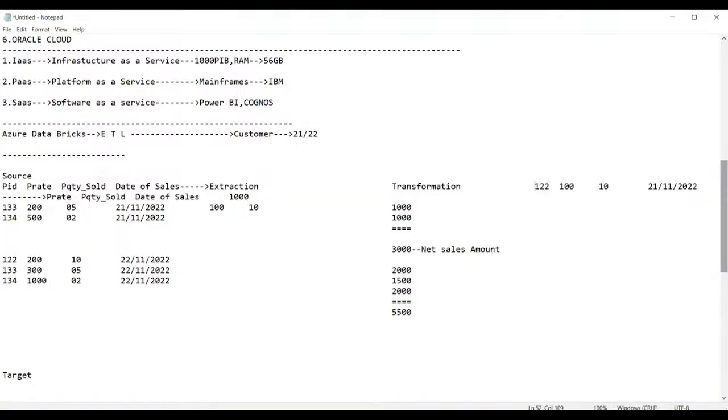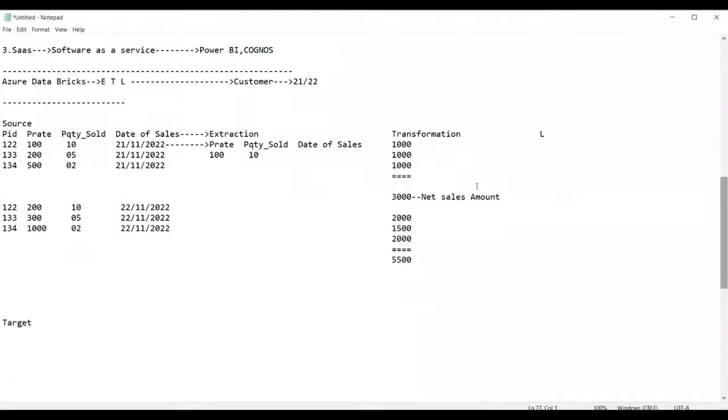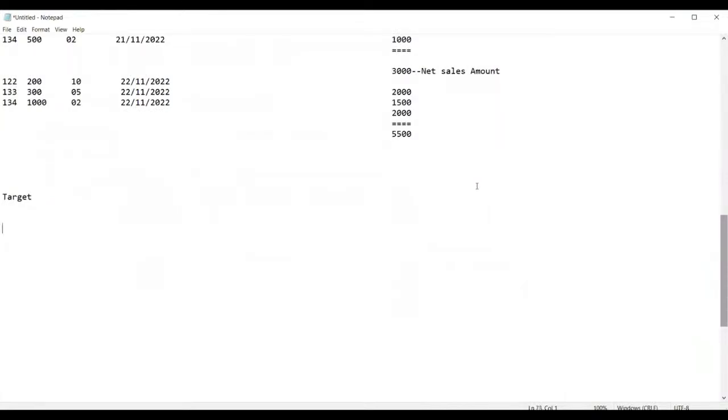Where will you be loading the data, guys? Finally, you will be loading the data into the target. So how will I load the data? I will load the data like this. See here, I'm loading the data. Net sales amount, underscore, sales, underscore, amount. Net sales amount is what, guys? 3000. And now for which date is it? So I'm declaring one more column here, that is date of sales. I'm using it as 21/11/2022. And then we have what, guys?